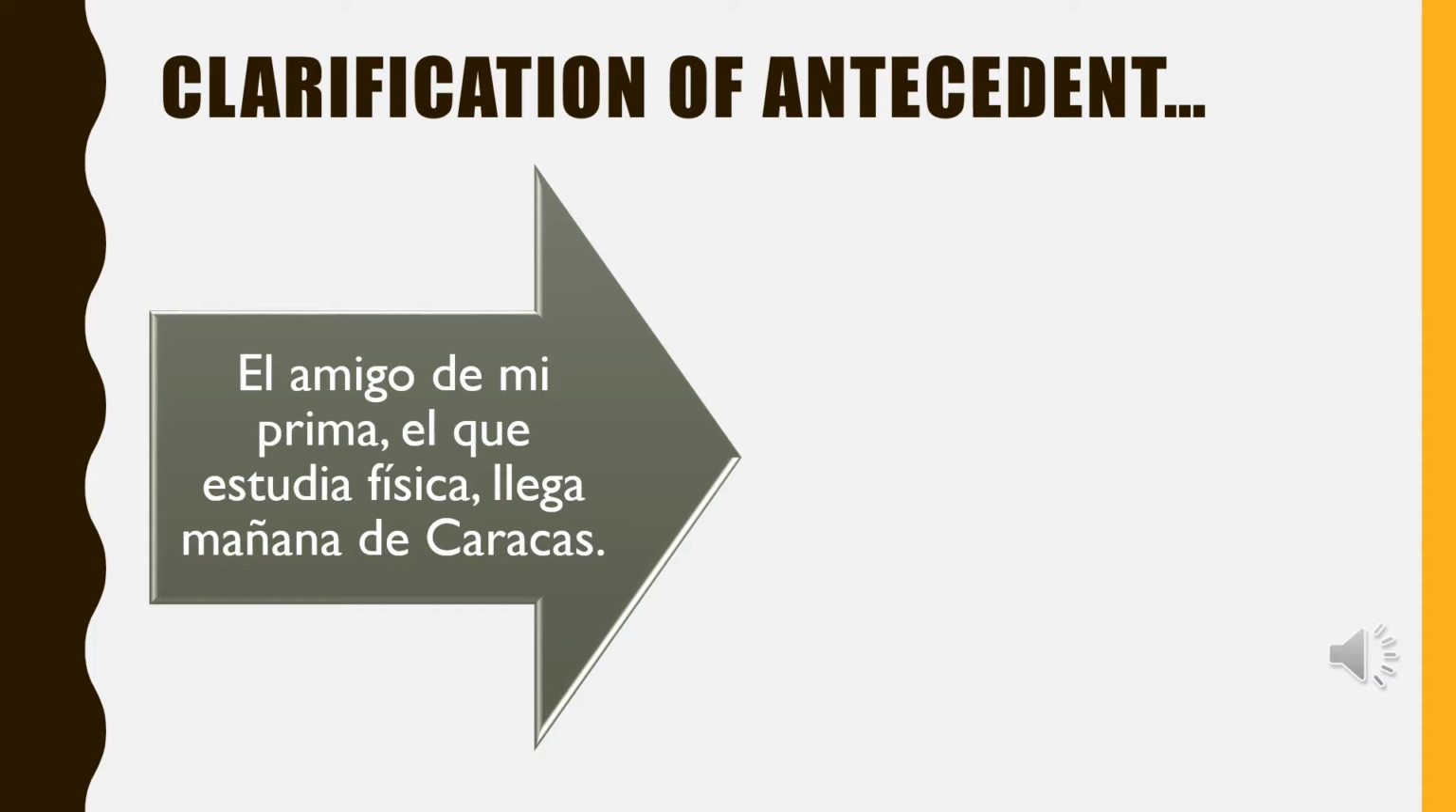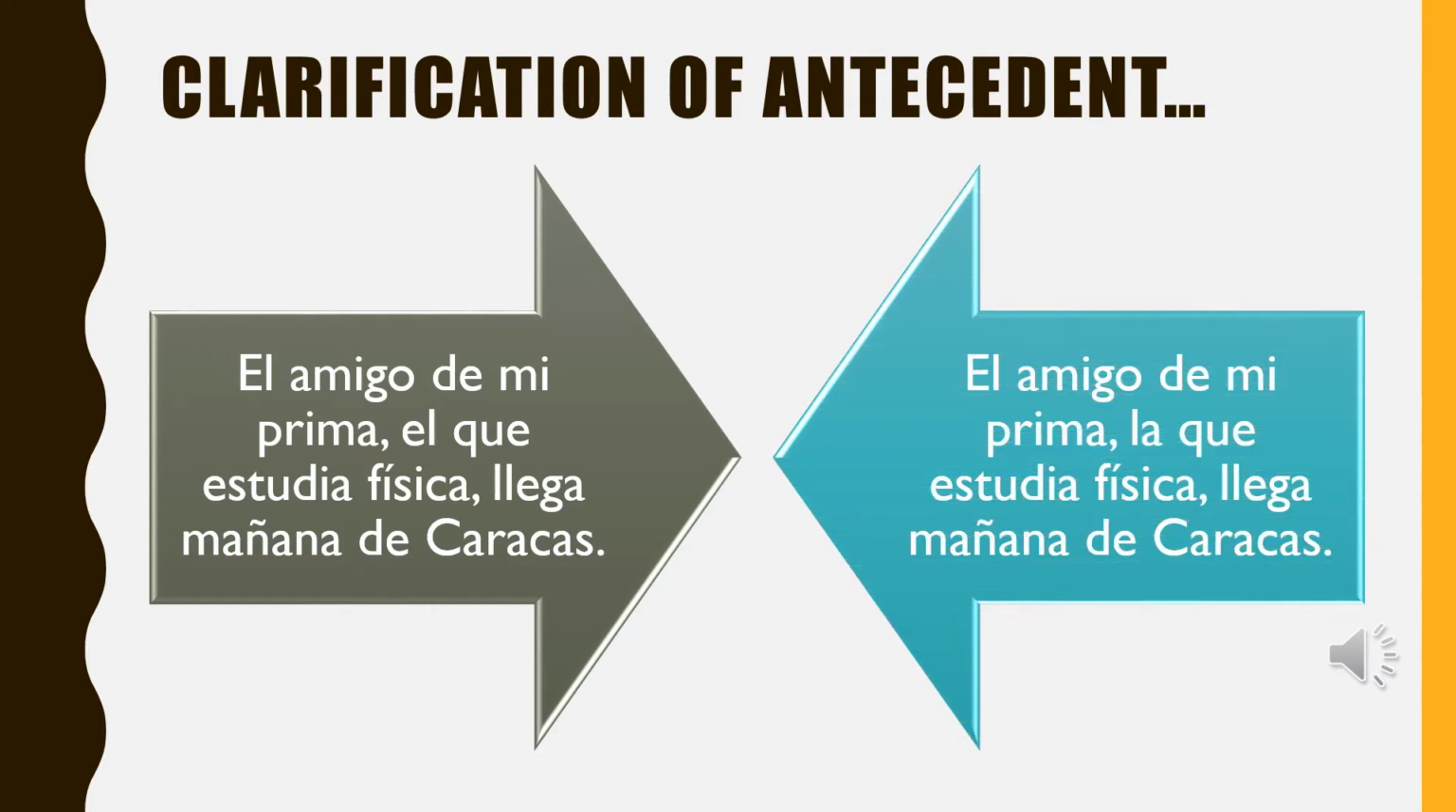your cousin. You can switch that and say "el amigo de mi prima, la que estudia física, llega mañana de Caracas." When you have "la que," now you're clarifying that my cousin is the antecedent, but clarifying which of your cousins you're talking about, the one that studies physics.